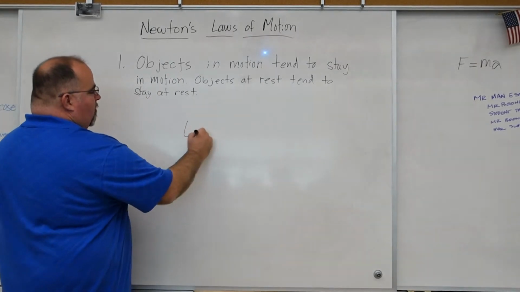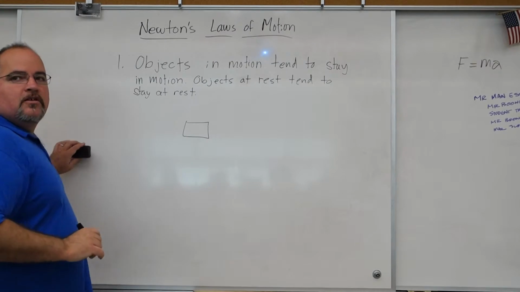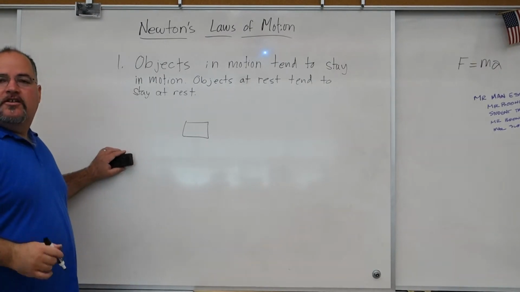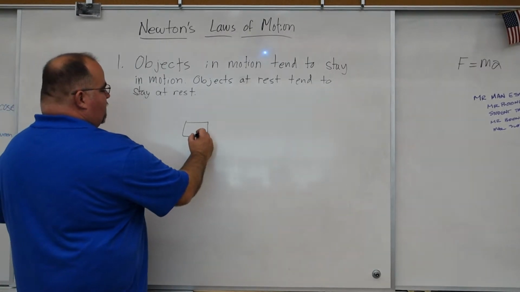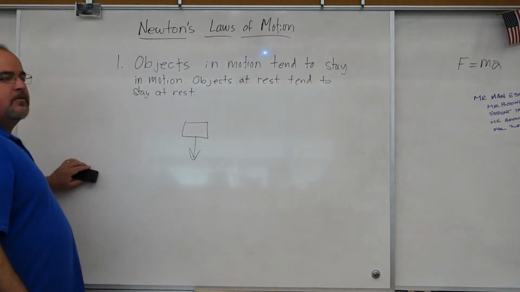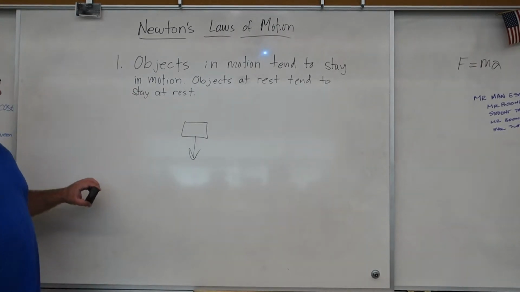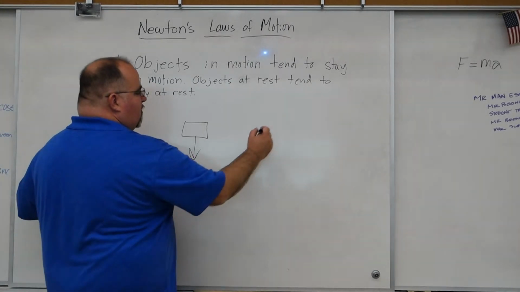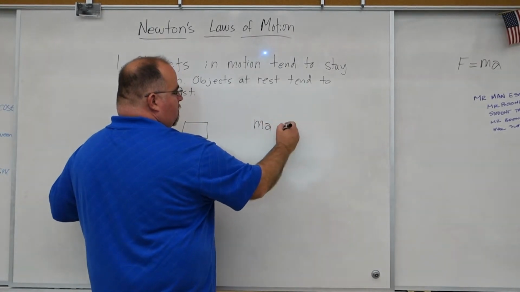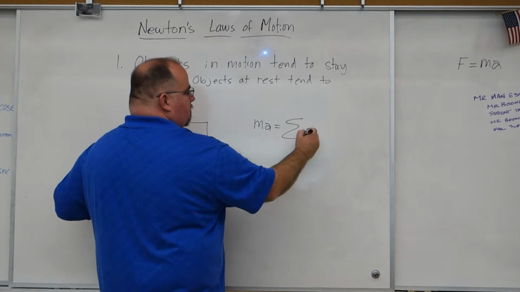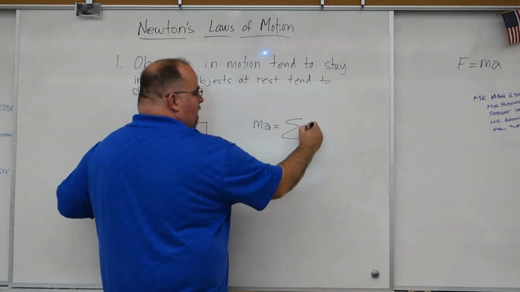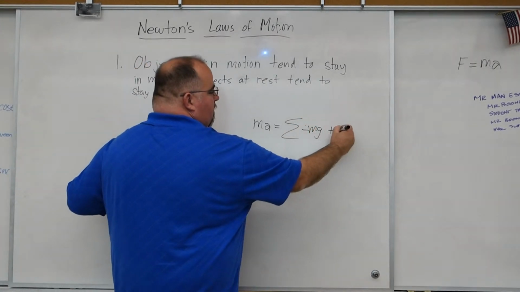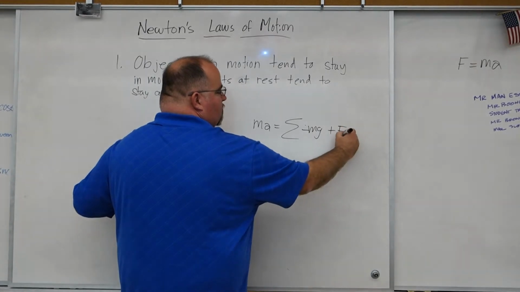Another simple example. Free fall with friction. So you got a skydiver who jumps out of an airplane. Sorry, that doesn't look like a skydiver, but I don't care. What forces are on it? Gravity. Air resistance. Yep. So minus mg and plus the force of friction.